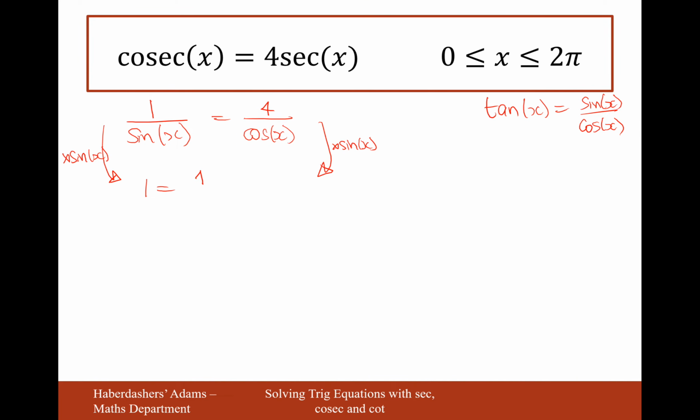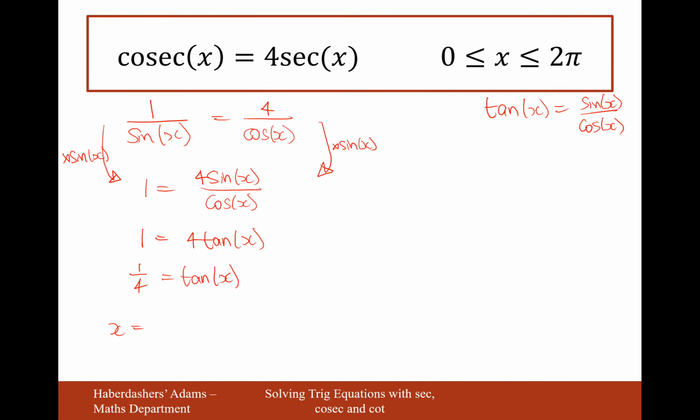On the right hand side it will be multiply the sine onto the top, and I've got this thing here. Now I've created a sine over cos, and sine over cos is tan. So it's now 1 equals 4 tan x. Then I'll divide by the 4 on the other side, and I've now perfectly got a little trig equation that's solvable. I've got 1/4 equals tan x.